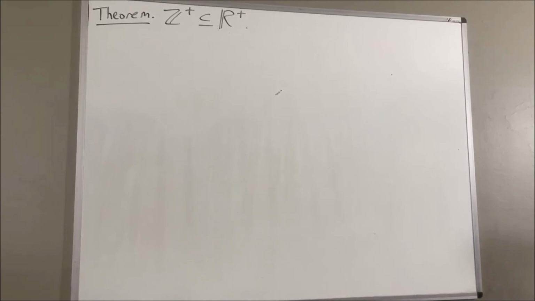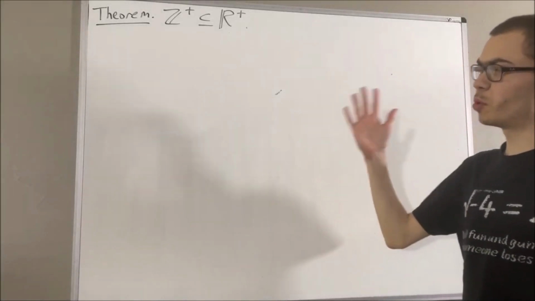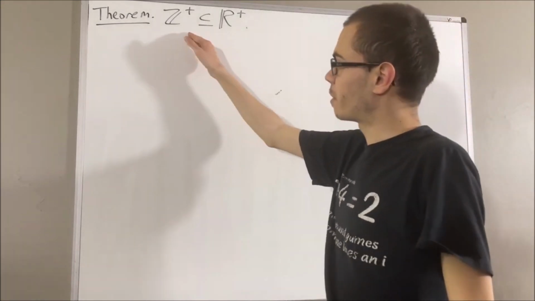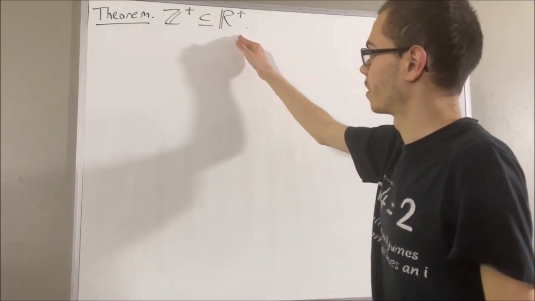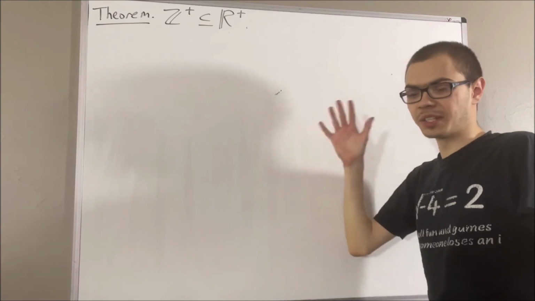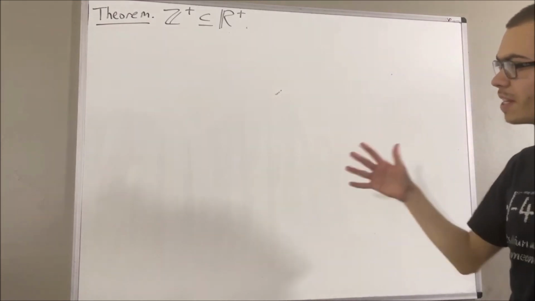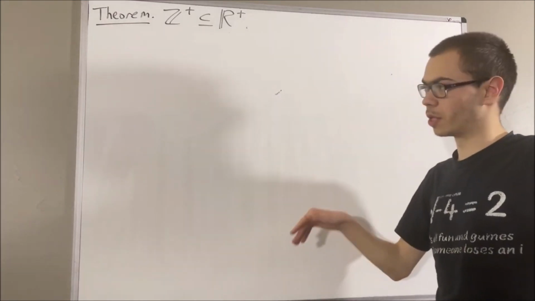Hello! In this video, we are going to prove the following theorem. Every positive integer is a positive real number. Now, in this series, we are using a list of 10 axioms for the real number system, and I'll leave that list of axioms in the description below.